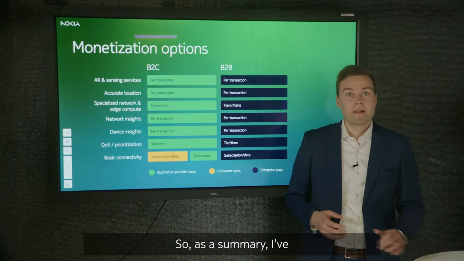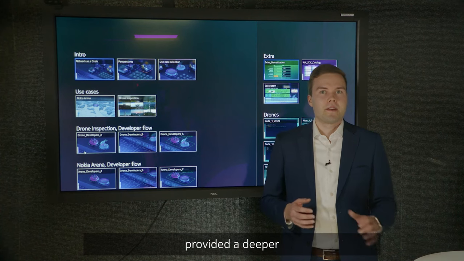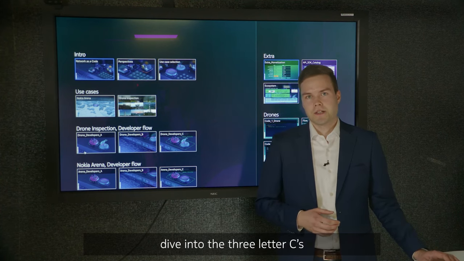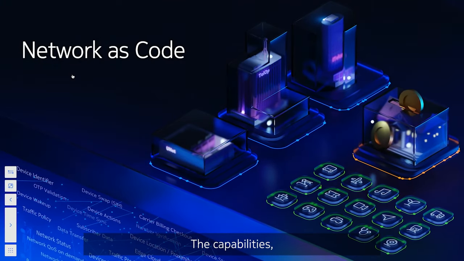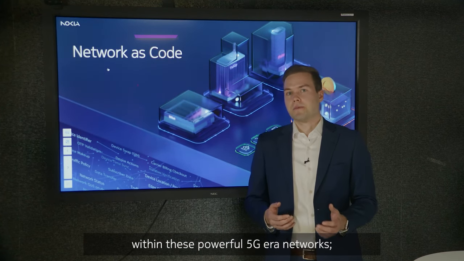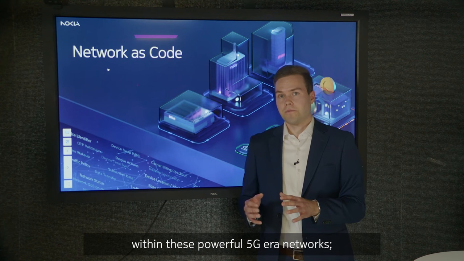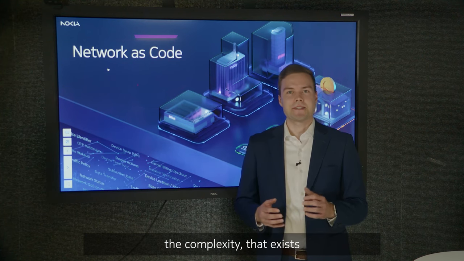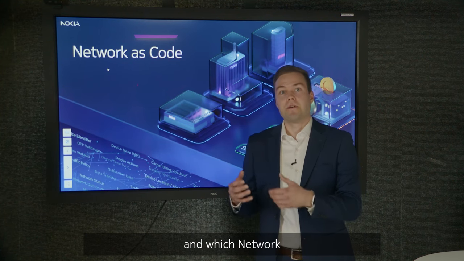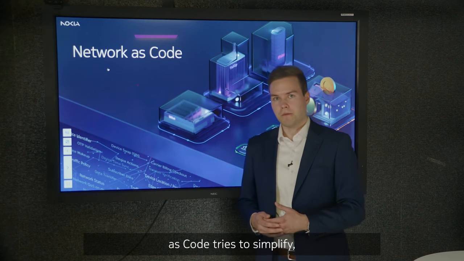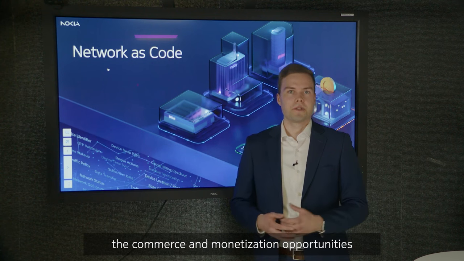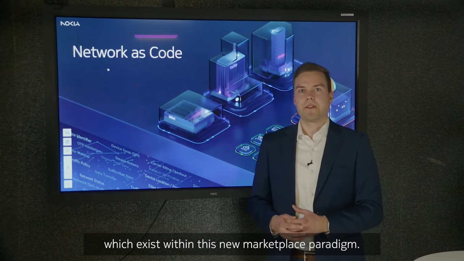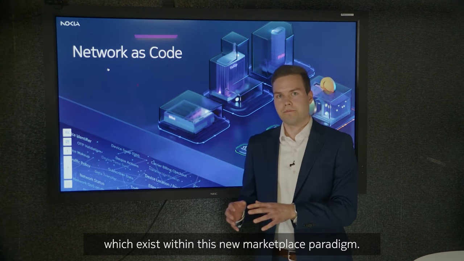So, as a summary, I provided a deeper dive into the three C's that are relevant to Network as Code. The capabilities that are inherent within these powerful 5G era networks, the complexity that exists within those networks and which Network as Code tries to simplify, and ultimately, the commerce and monetization opportunities which exist within this new marketplace paradigm.